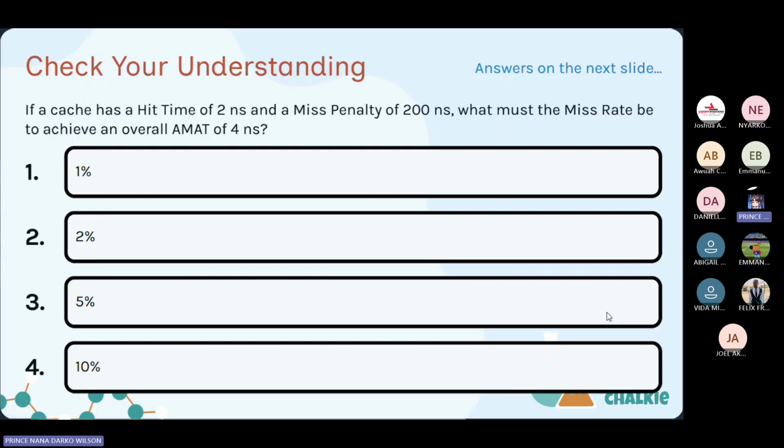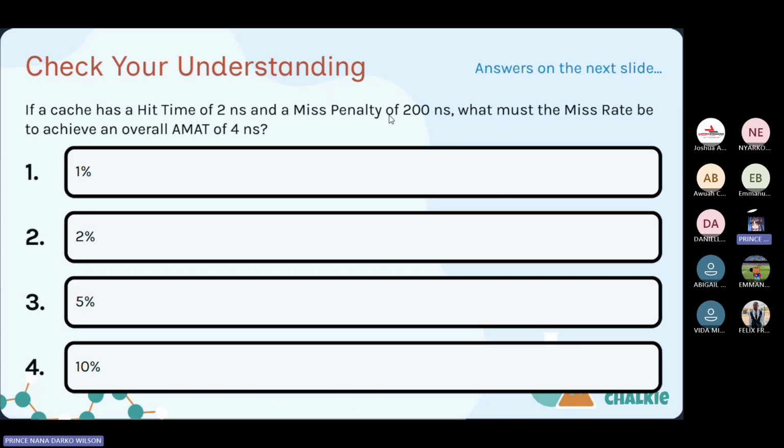Let's proceed. It says if a cache has a hit time of 2 nanoseconds, and I'm going to leave you to tackle this one, okay? If a cache has a hit time of 2 nanoseconds and a miss penalty of 200 nanoseconds, what must be the miss rate to be able to achieve an overall average memory access time of 4 nanoseconds? Take very good note of the parameters.